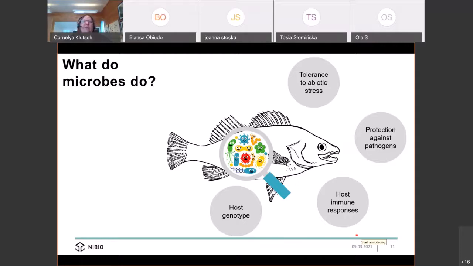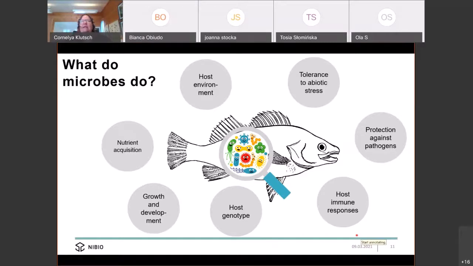Then the host genotype, this is this Holobiont concept again we discussed. And growth and development is very dependent on microbiomes, as well as nutrient acquisition and nutrient extraction. And just to drive this home, there's a very close connection to host environment interaction because of microbiomes.